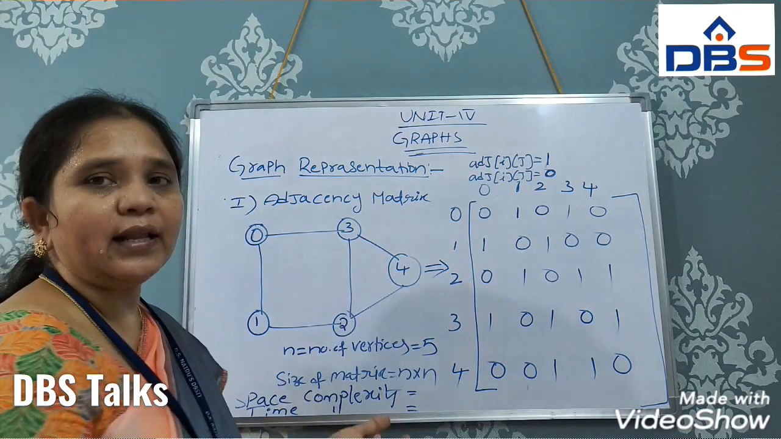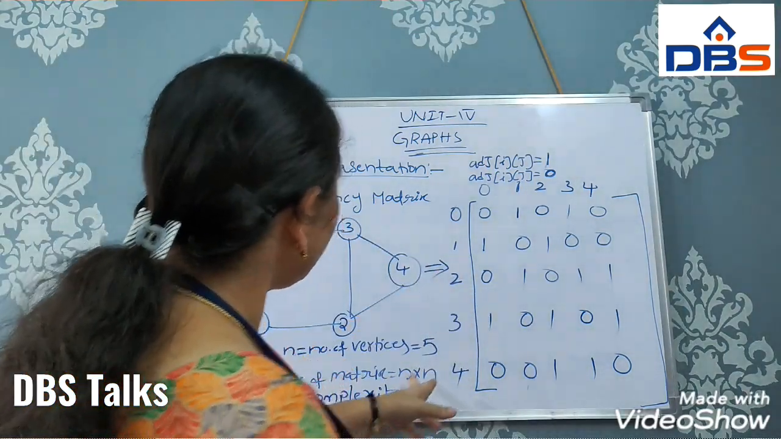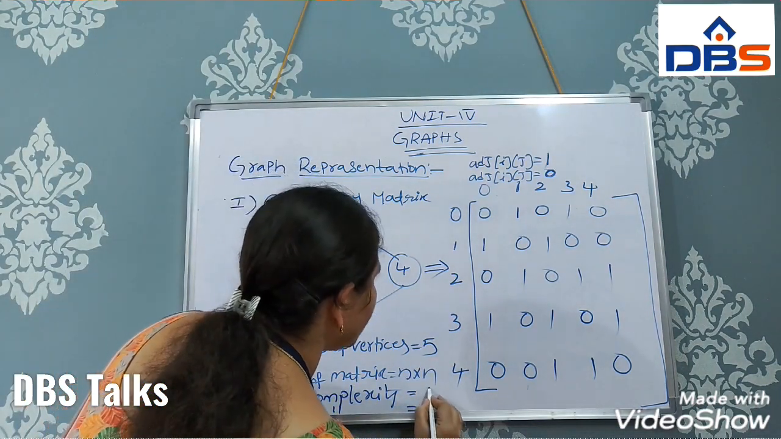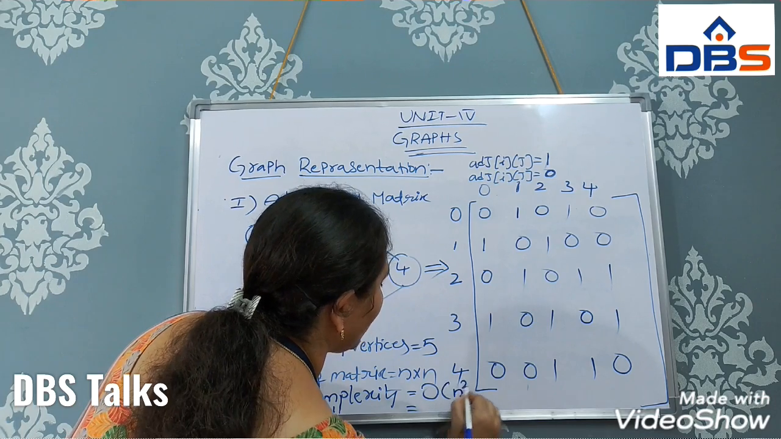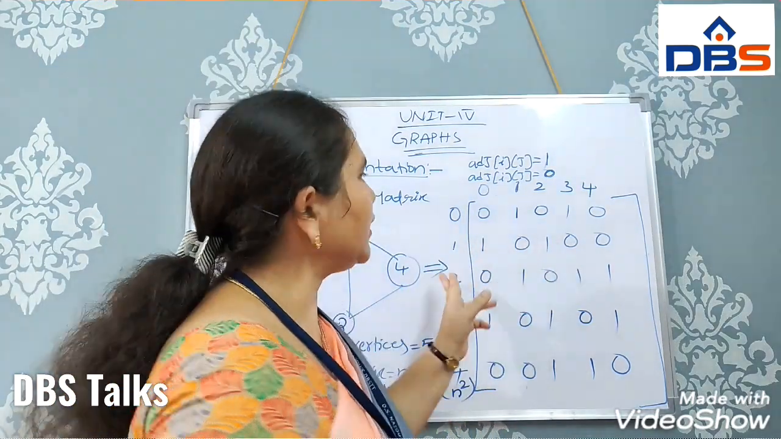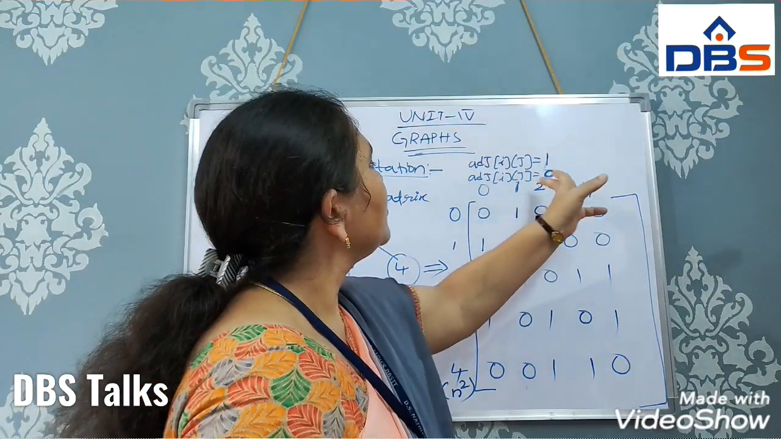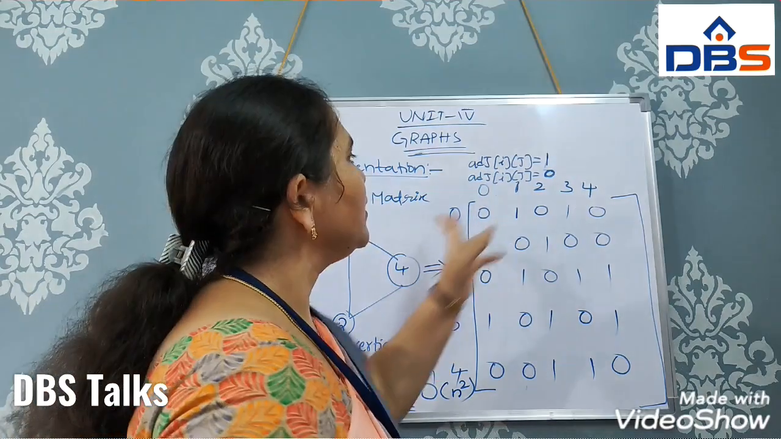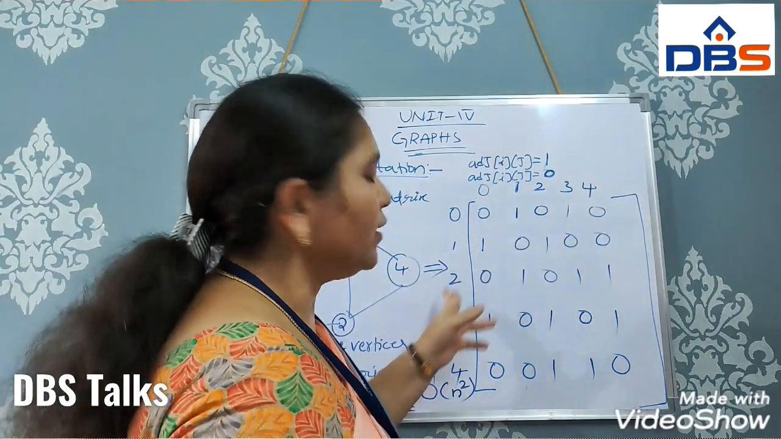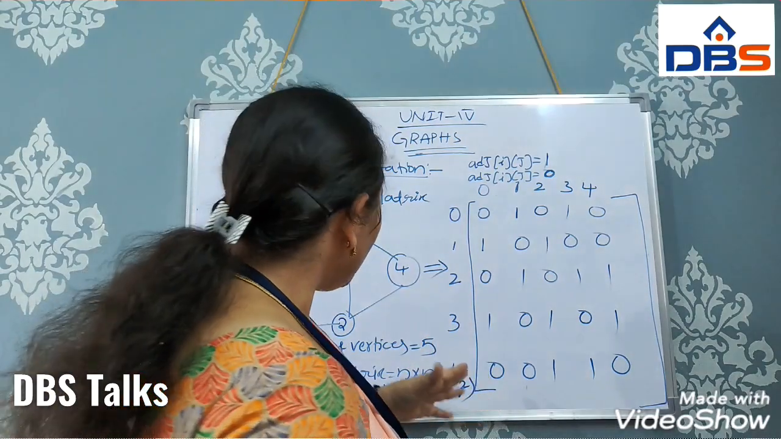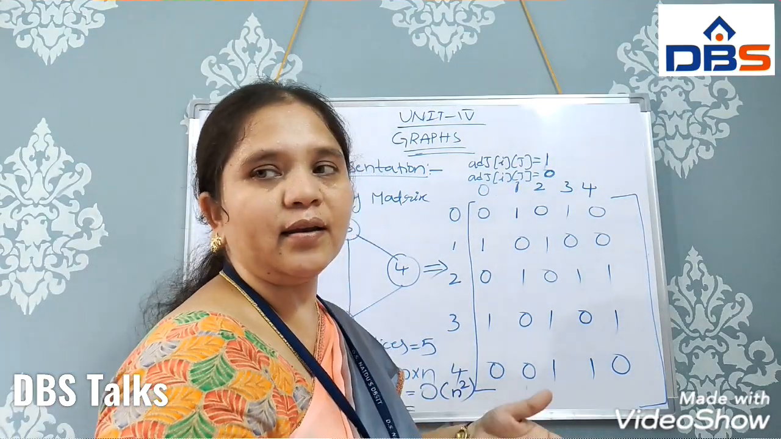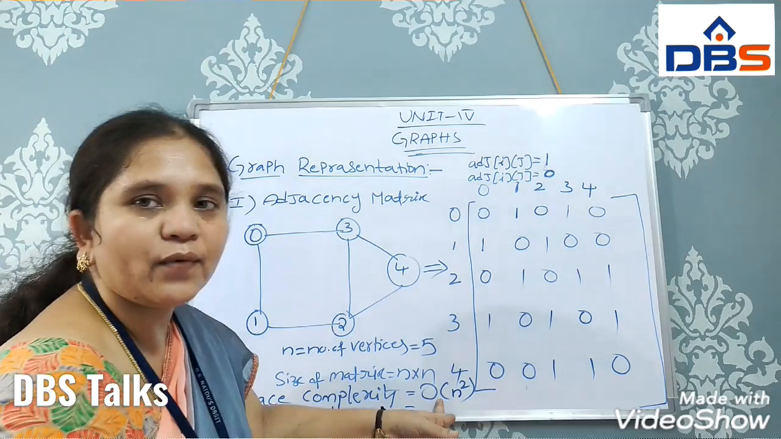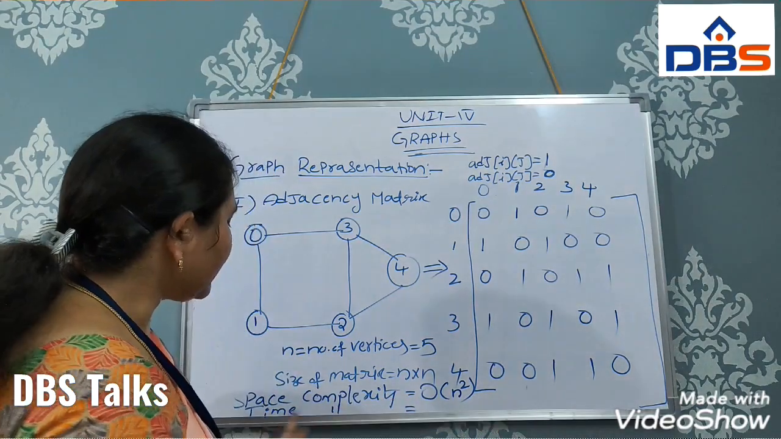The size of this matrix is n into n. That is, the space complexity is order of n square. N into n means column vertices and row vertices. These are the column vertices. These are the row vertices. So much more space is occupied unnecessarily. That's why the space complexity is order of n square. But the time complexity.